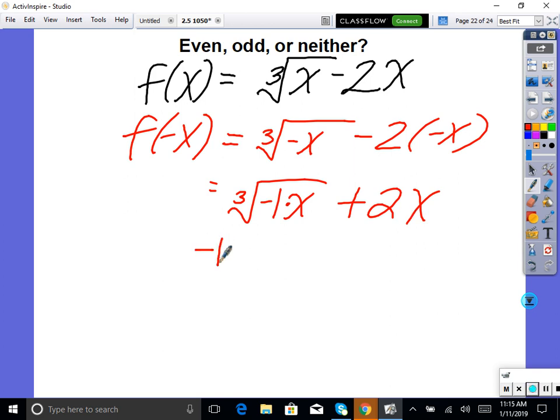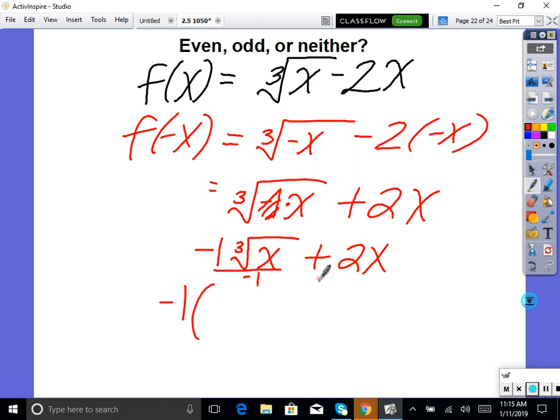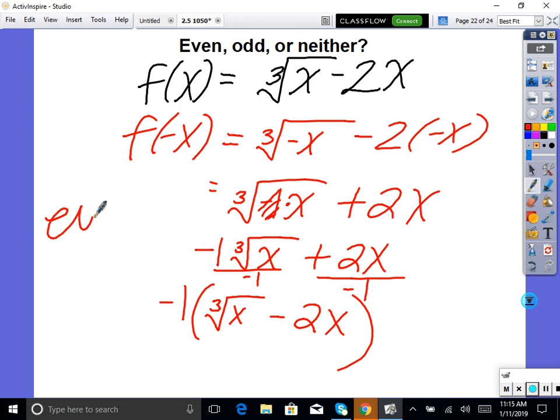negative 1. So we pull out the negative 1, don't we? We can't pull out the x, can we? So we have negative 1, cube roots of x, plus 2x. Is it the original? No. Let's pull out the negative 1, divide by negative 1, divide by negative 1. So then left is the cube root of x minus 2x. Is it negative 1 times the original? Yes. So it's even. Odd. Odd indeed. Okay, awesome. Good catch.